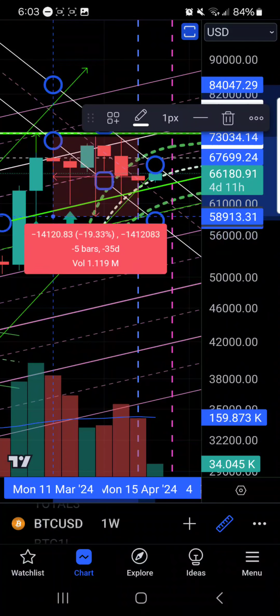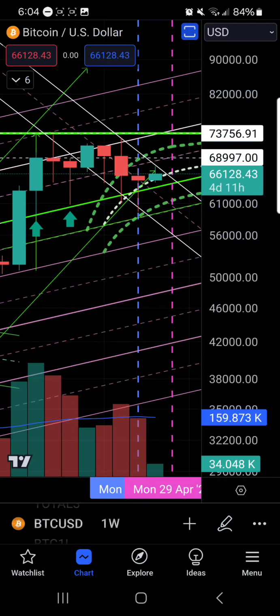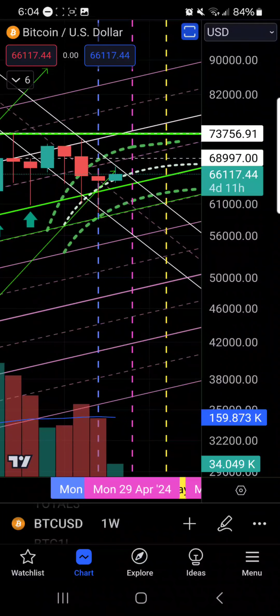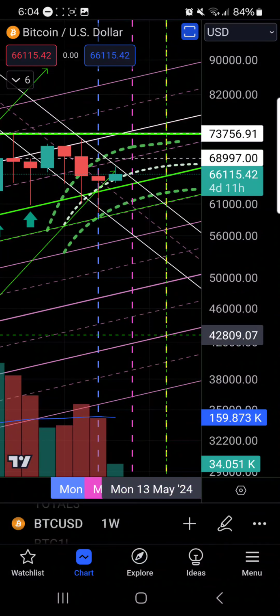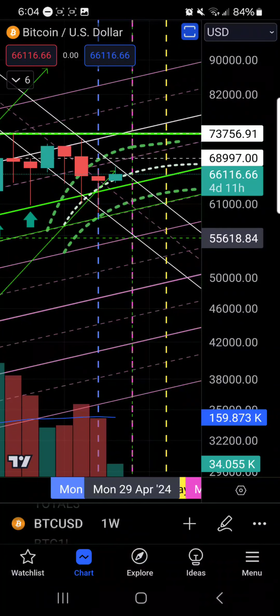What's the lowest we came? Lowest we came was about right there. Yeah, about 18% down to 59. Is that enough of a shakeout? Now, I've been postulating that we come down further. We get a real big shakeout down to around 48,000, maybe. At least down to 55.